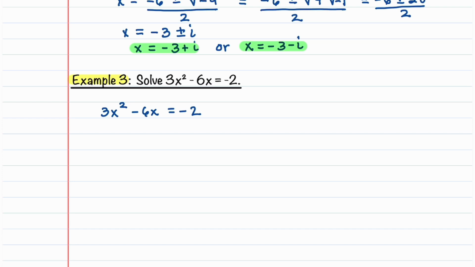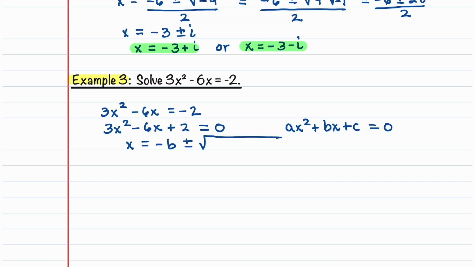What we're first going to have to do before we apply the formula is take that negative 2 and pull it to the left-hand side. So we're going to add 2 to both sides, and this becomes 3x squared minus 6x plus 2 is equal to 0. Now our equation is in the form ax squared plus bx plus c is equal to 0, so we can go ahead and apply our formula. Our formula is x is equal to negative b plus or minus the square root of b squared minus 4ac, all divided by 2a. Let's go ahead and plug in.